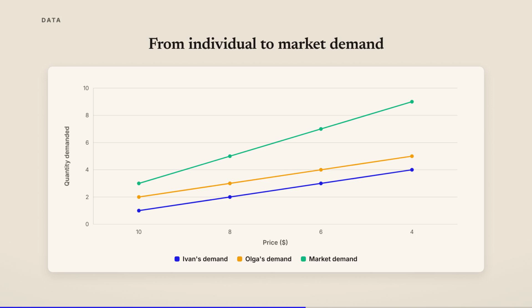To build the market demand curve, you take the quantity each person or group demands at each price and add them together horizontally. In the source material, we see Ivan and Olga as two individual consumers. Ivan might buy 3 units at $4, while Olga buys 2. At that same price, the market demand is 5 units. As you add more consumers, the curve gets wider and more representative of the whole market. This is why economists care about market demand. It's what actually determines prices in the real world.